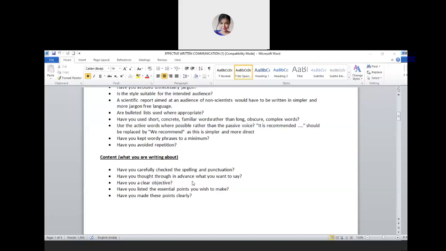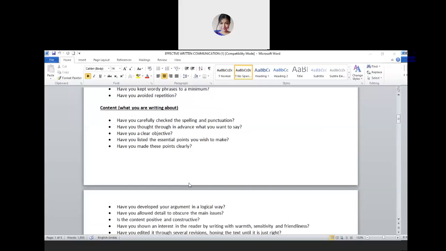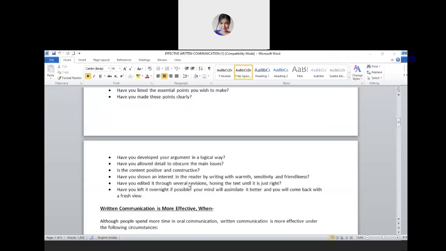again, you have to first of all think in advance what you want to say, what you want to express, and then you will have to be able to write it clearly. Your objective must be clear, and you must make sure that you have listed the essential points. And you must also check whether the points you have mentioned are clear enough or not. So these are the few things regarding the content that you have to maintain.